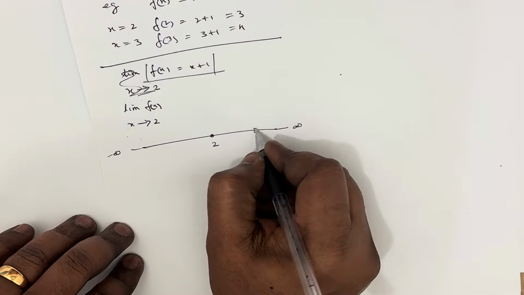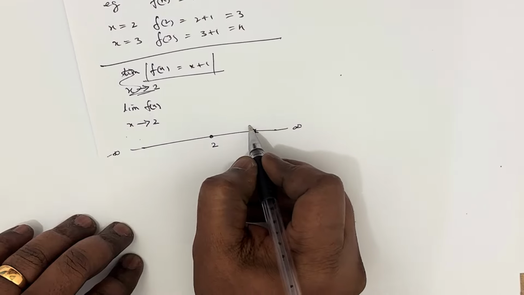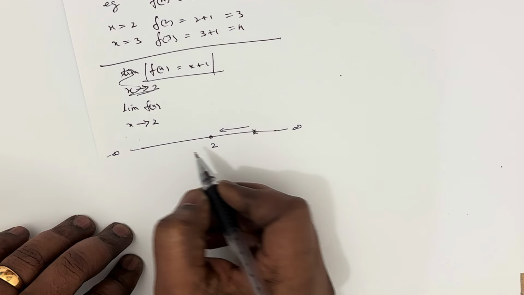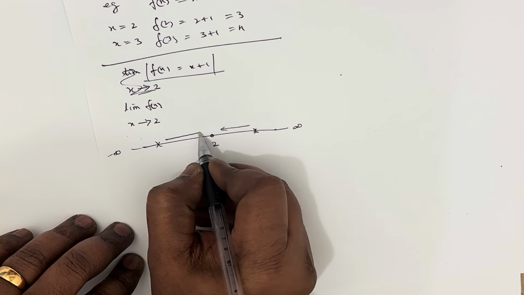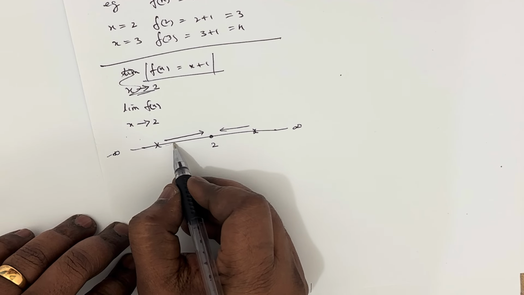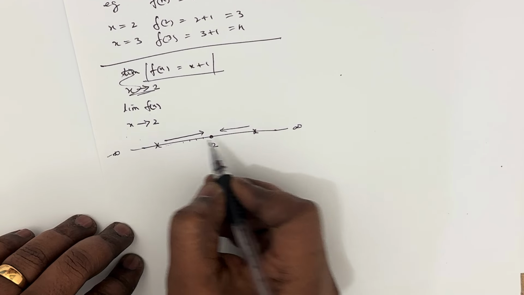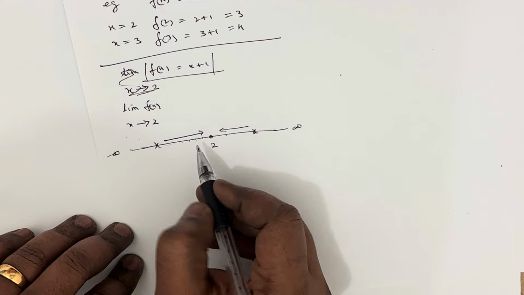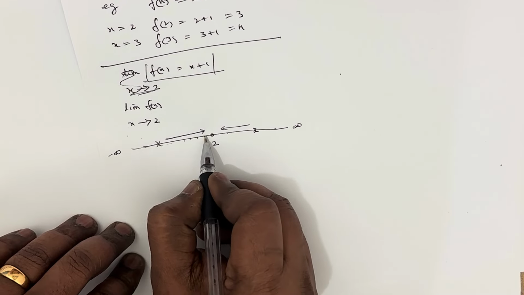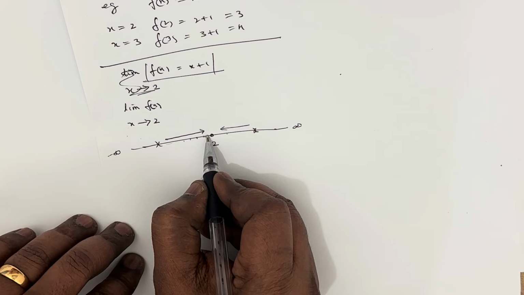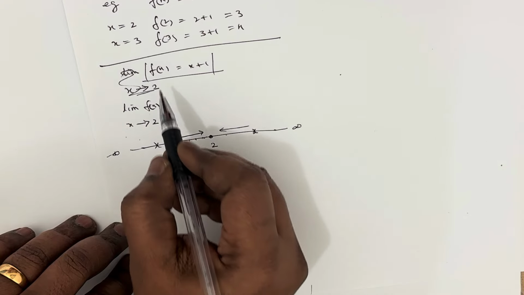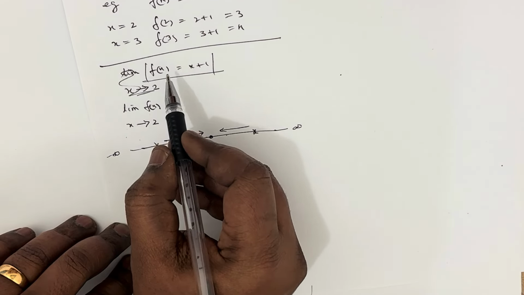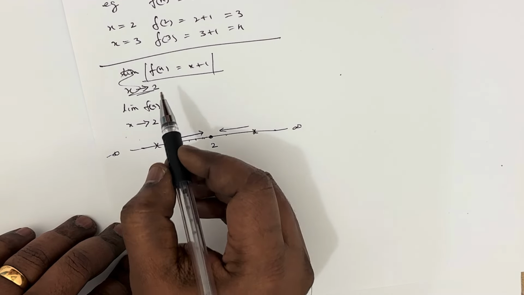So if x is approaching 2 from both sides, as it is moving towards 2, it will have different values at different points. The value of the function at this particular point, even when it is close to 2, will have a value. That value of the function is its limit.